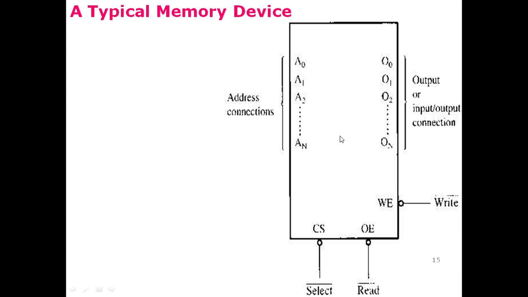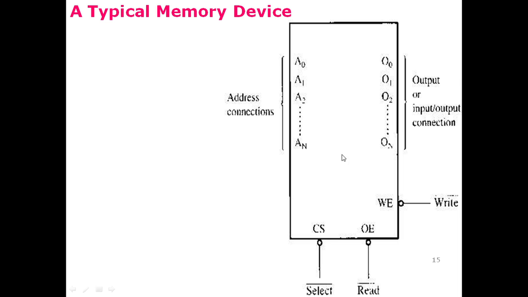And to do any kind of read or write operation, this chip must be selected. So there should be a chip select pin, and in this example it is active low. So whenever a 0 is provided through this pin, this chip is selected. So the number of address pins, the number of output pins, whether input pins or input and output pins, or whether they are just output pins, and write enable, output enable, chip select, these are the control signals.